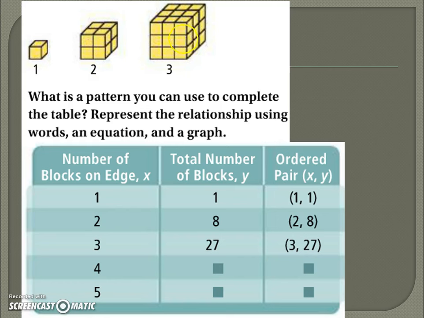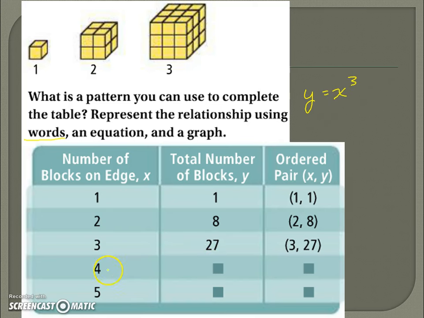This one is 3 times 3 times 3. All right, so each time, what is it? It is this particular number cubed. So I'm not going to draw it, but what I would do is I'd say the number of edges cubed, that's the words. The equation is going to be y equals x cubed, and that's how you'd write that. And then we'll draw the graph in just a second.